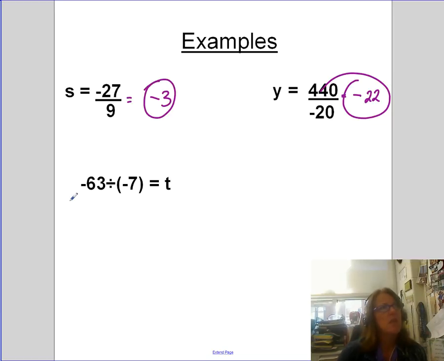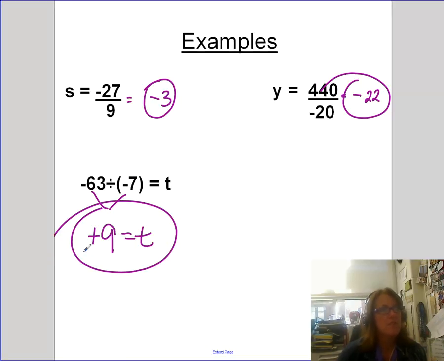Last one here. Negative 63 divided by negative 7. The signs are the same, so your answer is positive. 63 divided by 7 is 9. t is 9.